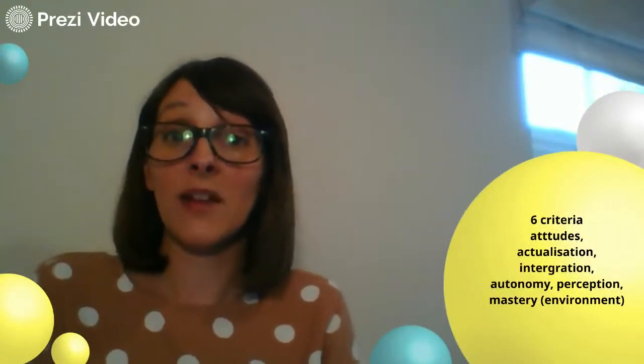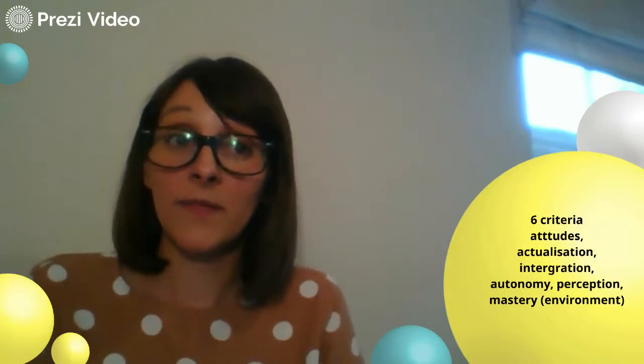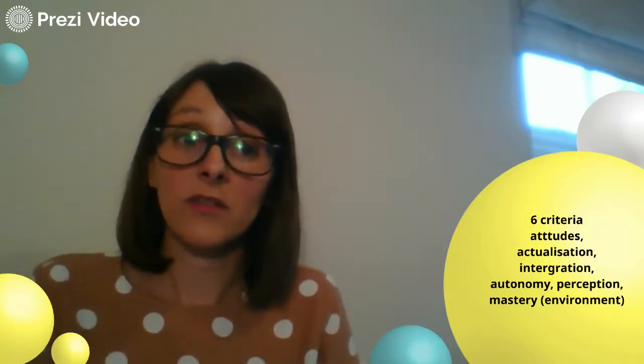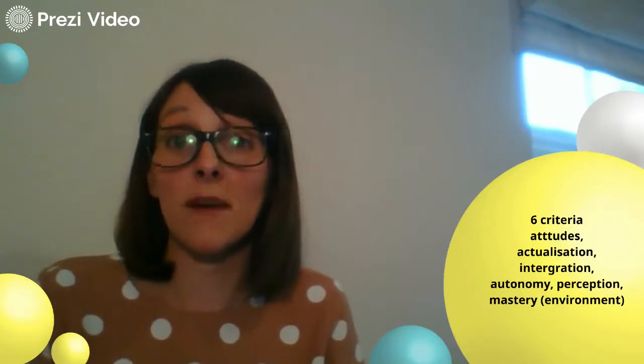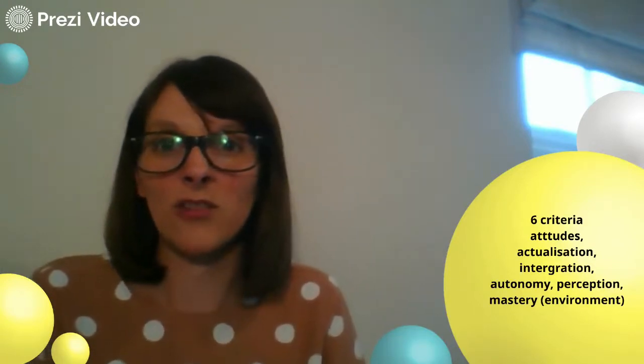So what you need to remember for ideal mental health is the 6 criteria. So that's attitudes, actualization, integration, autonomy, perception, and mastery of the environment. I spelled attitudes wrong, so I do apologise for that.